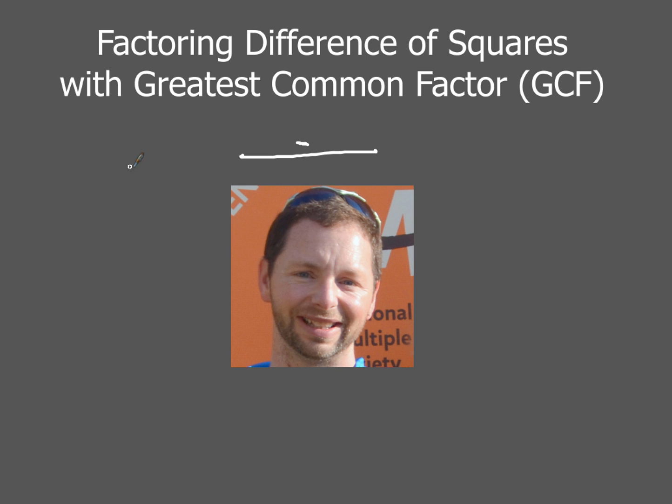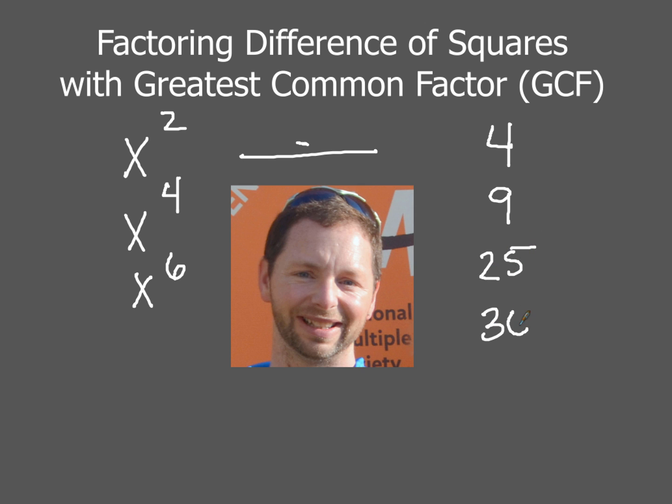Now, you're going to have something like maybe an x squared, or x to the fourth power, or x to the sixth power, or any other even degree exponent as your first term. Then your second term will be a perfect square, like the number 4, or 9, or 25, or 36. You get the idea. You should have up to the first 20 perfect square numbers memorized. It makes things go a lot easier.